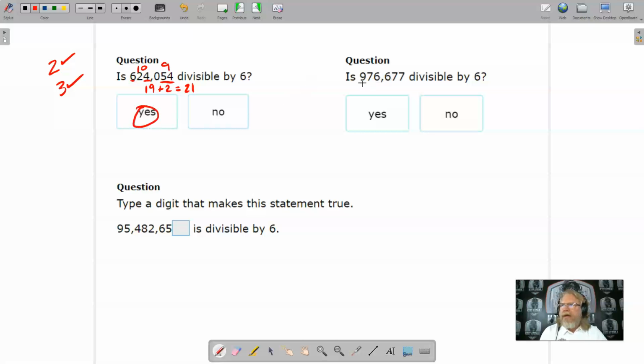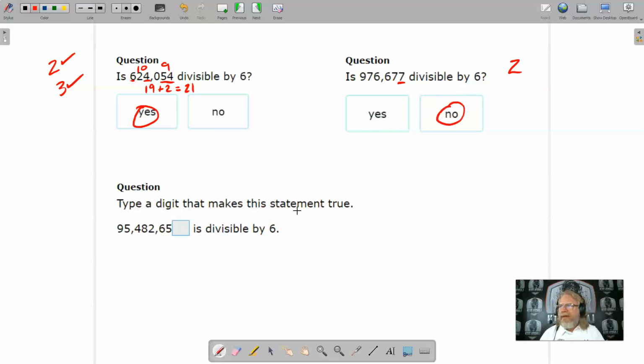On the next one here, we have 976,677. Is it divisible by 6? Well, let's try the rule of 2 first. The last digit has to be an even number. 7 is not even, so we can already rule this one out. It doesn't work. We don't even have to try the rule for 3.